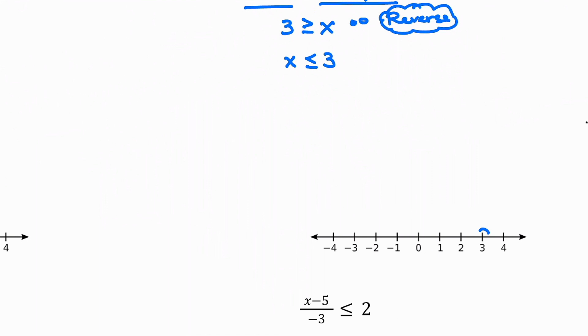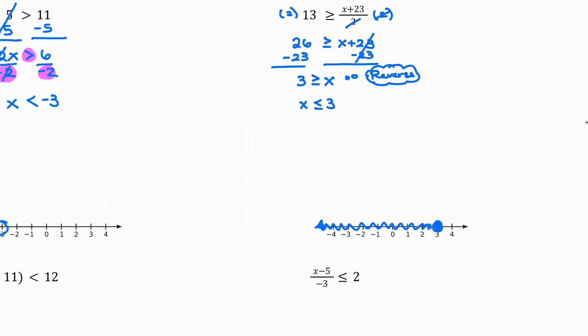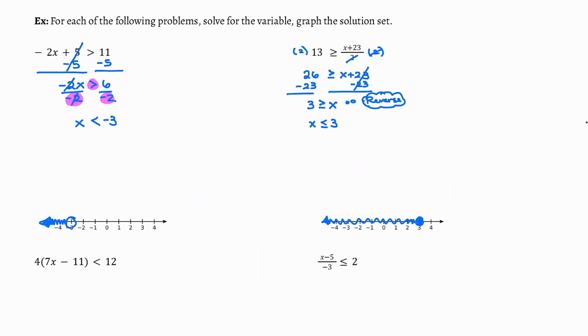Here's my boundary point at 3. I want x's that are less than 3, so that'd be 2, 1, 0, and so on. And because there's an equal sign, I need to go ahead and shade this in. And since they did not ask me for interval notation, we're going to leave it as is.